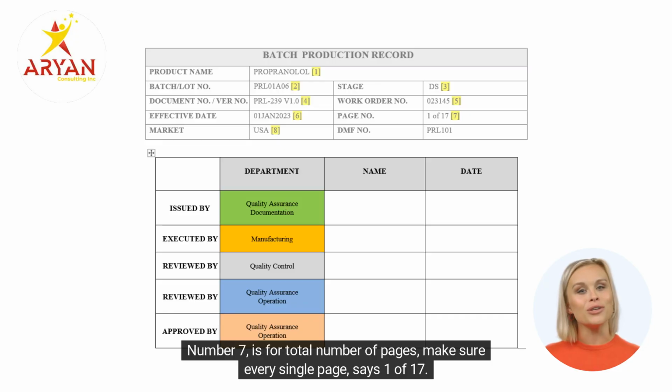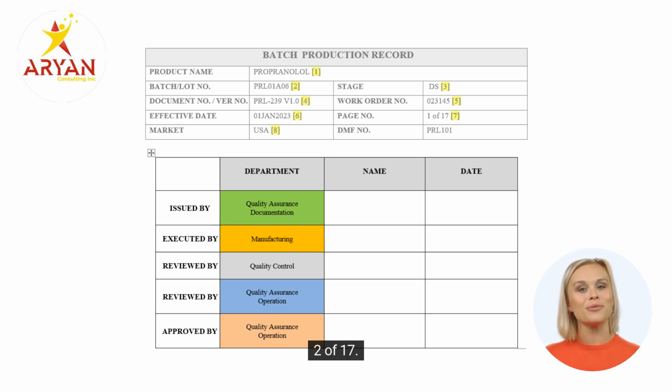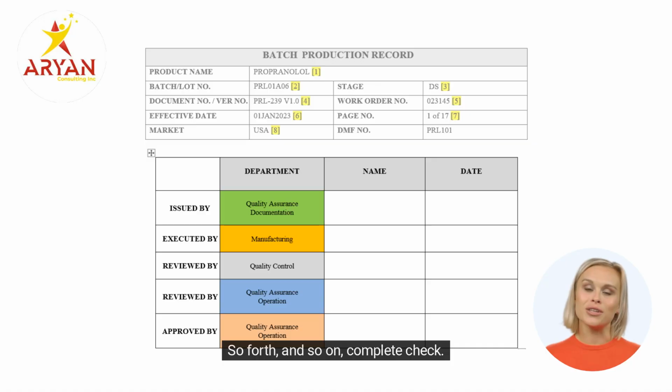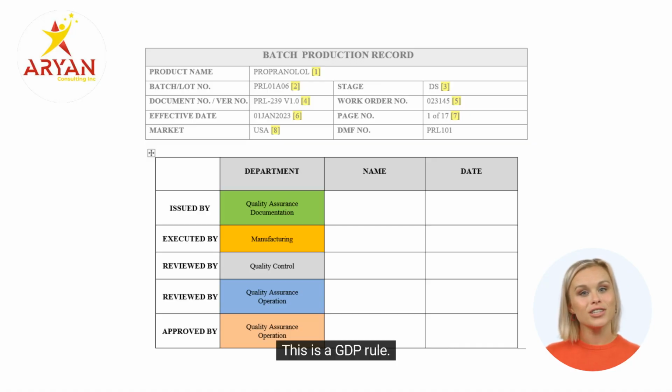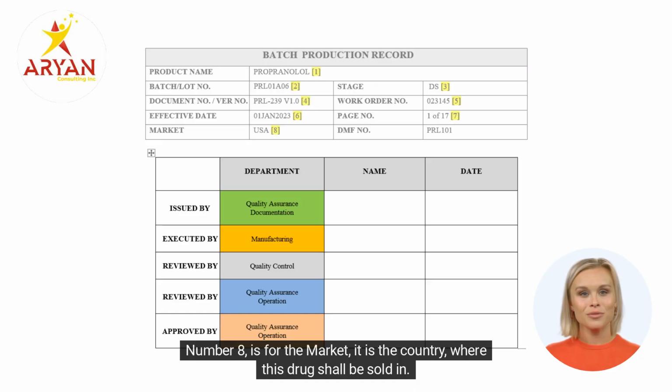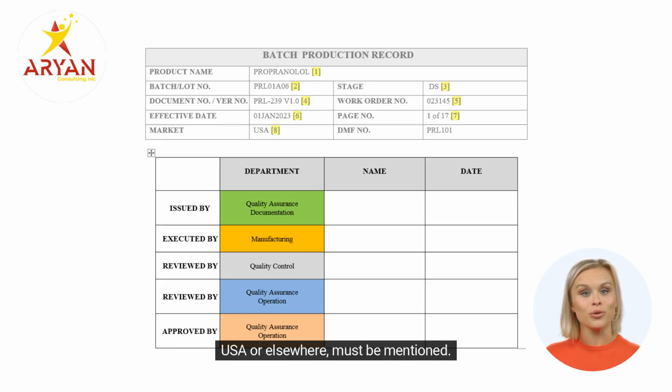Number 7 is for total number of pages. Make sure every single page says 1 of 17, 2 of 17, and so forth and so on. Complete check. This is a GDP rule. No pages are missing. All pages are there. Number 8 is for the market. It is the country where this drug shall be sold in. USA or elsewhere must be mentioned.